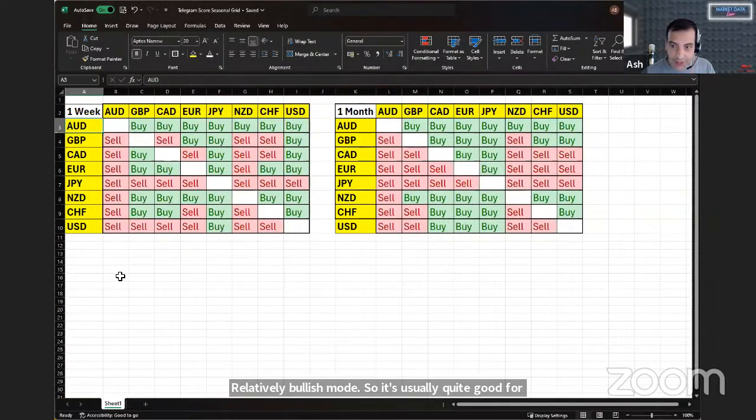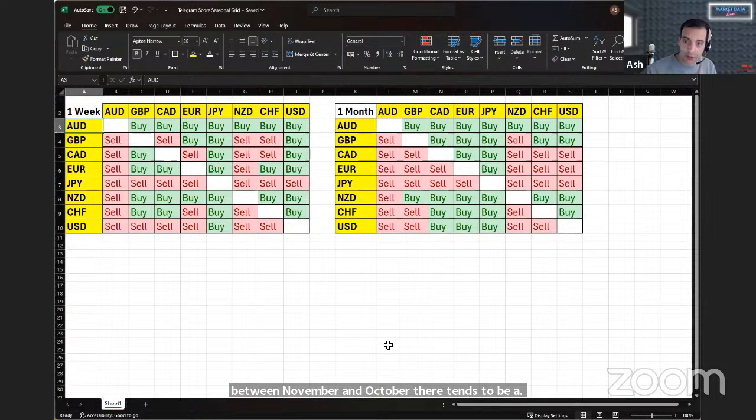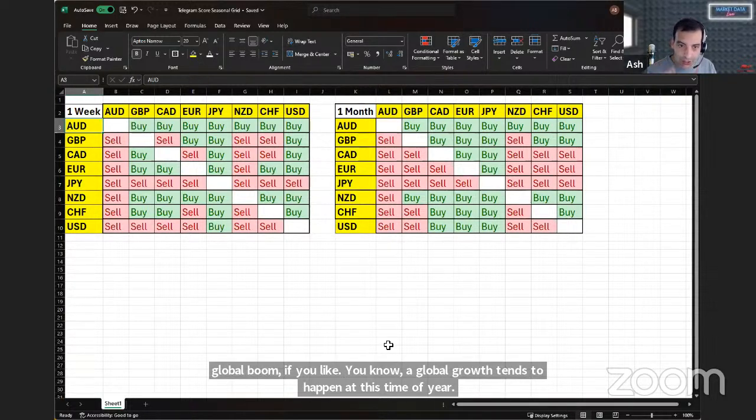The yen is the opposite side of that. So when the yen is buying up, it tells us that there's a little bit of risk off, there's a bit of concern in the world, some fear. So what this is suggesting is that normally between November and October, there tends to be a global boom, if you like. Global growth tends to happen at this time of year. So that's what it's suggesting over historical data.